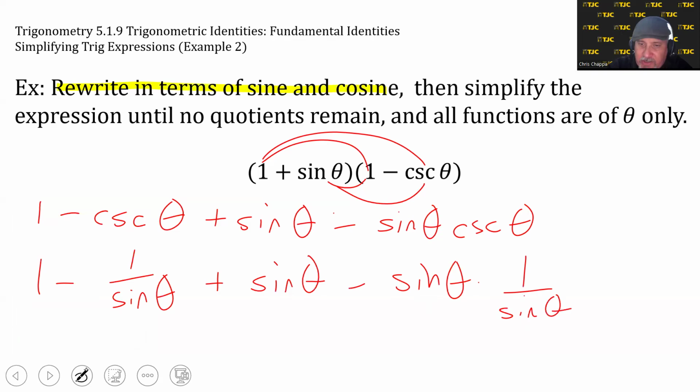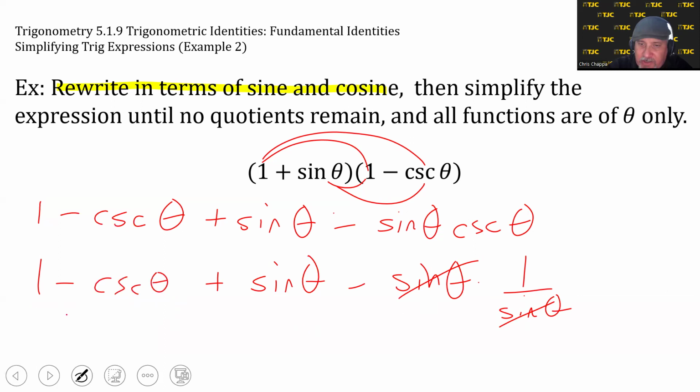Now, as a consequence of the second one, we can cancel the sines and we're left with a negative 1, so that's good. But is there any benefit to that first one? I would say no, there's not. So as a consequence of that, I'm going to go back and undo that. Was it wrong to do it? No. Well, depends what you mean by wrong.